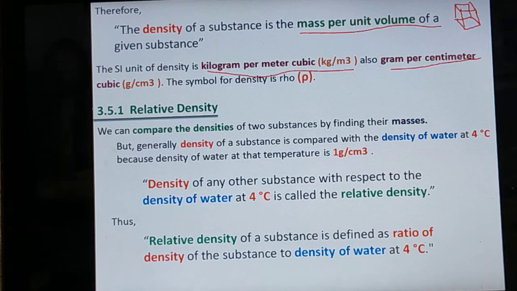The symbol for density is rho. The symbol for density is what? Rho, R-H-O. It looks like a P. Usually we put the P symbol like that, but this is P. Rho is different: we have to start like that and end like that. That's all. This is rho.